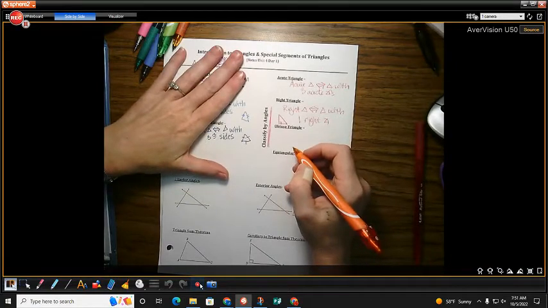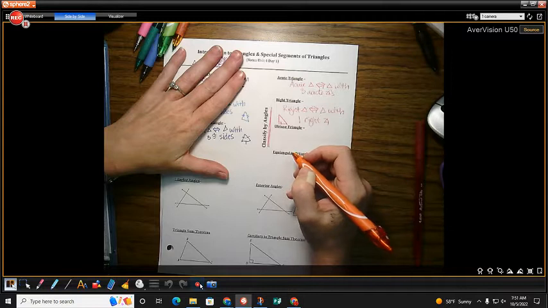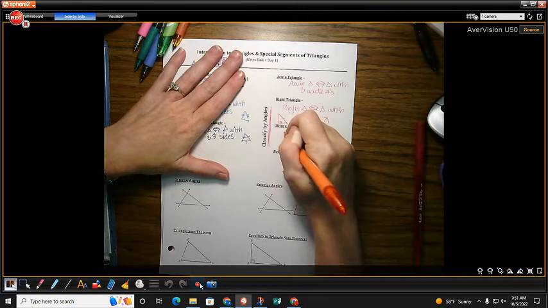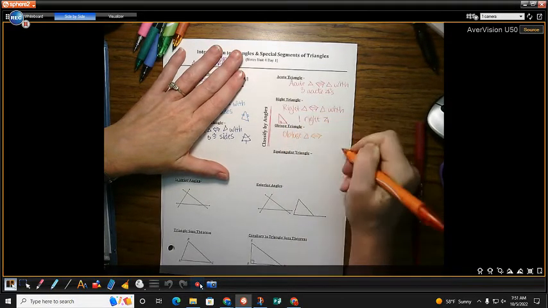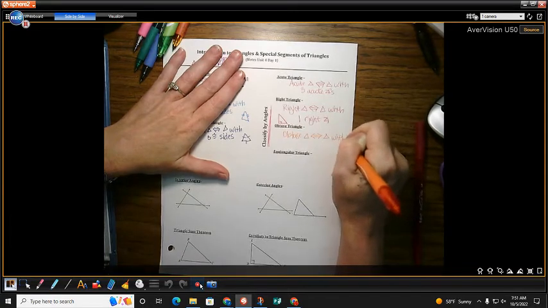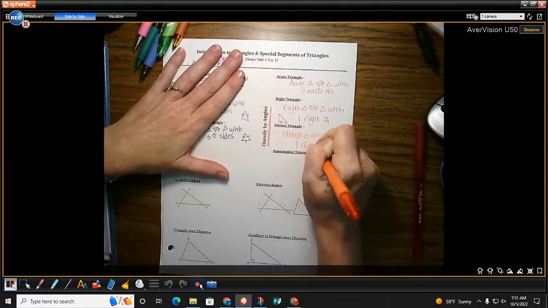Victim for obtuse triangle. No? Is that a hand up? Okay, go for it. Obtuse triangle. Obtuse triangle implies a triangle with one obtuse angle. Beautiful. Get your candy.